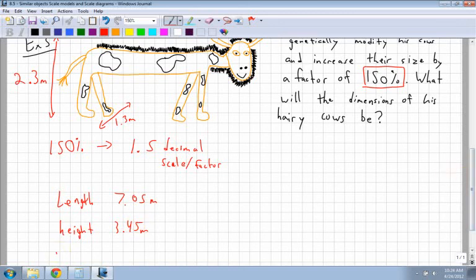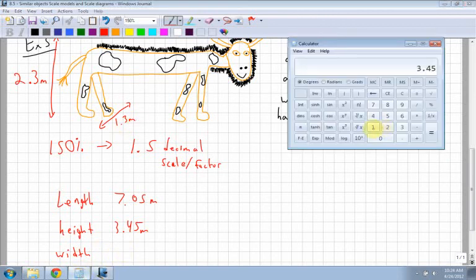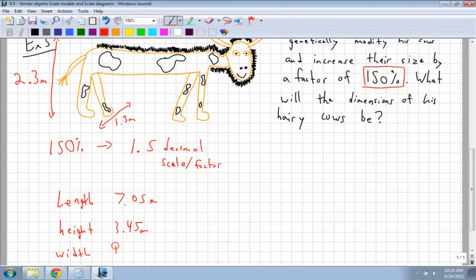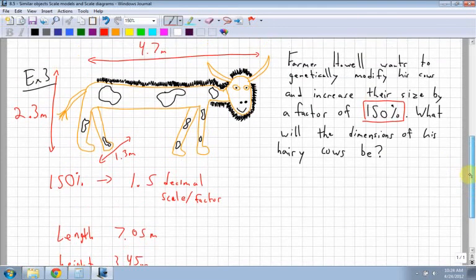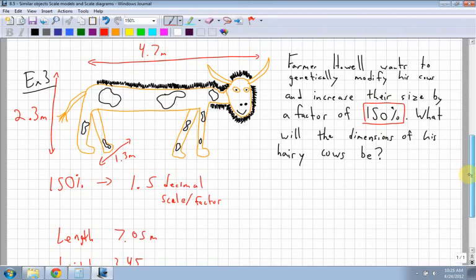And then I have my width. My width is 1.3. So again, I multiply 1.3 by 1.5, because that's my scale factor, and I get a width of 1.95. So it's probably close to 6 feet wide. Huge cow. So that's how you work with percentages of things.